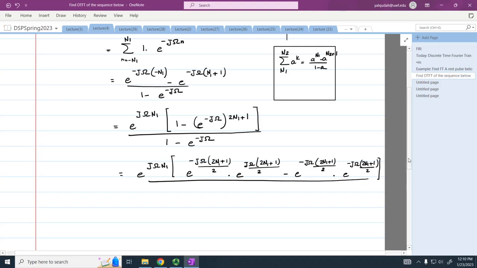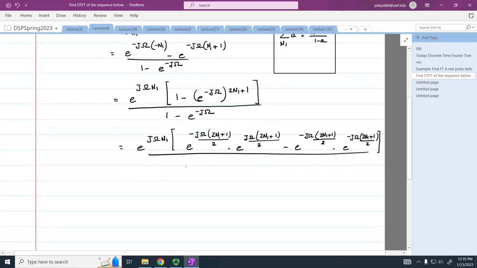Okay. What do we have in the denominator? We're going to do something similar. The 1, I'm going to write it as e to j omega over 2 multiplied by e to negative j omega over 2. What is the result of this multiplication? A 1. And then I have e to negative j omega. I'm going to write it as e to negative j omega over 2 multiplied by e to negative j omega over 2. What is the result of that? E to negative j omega.